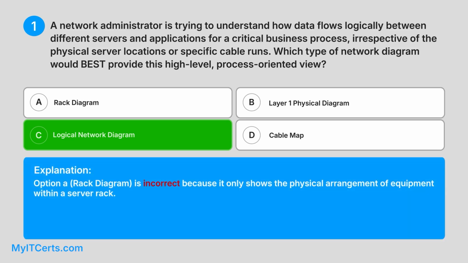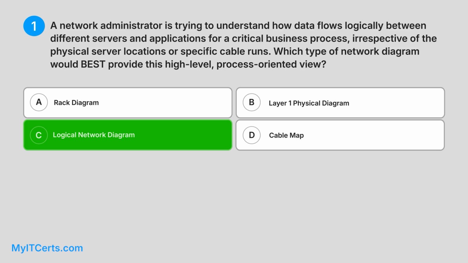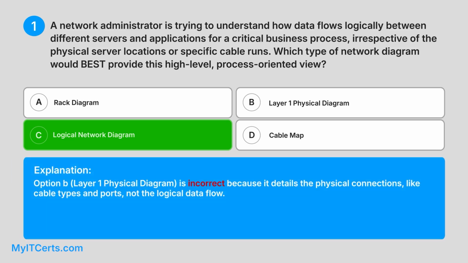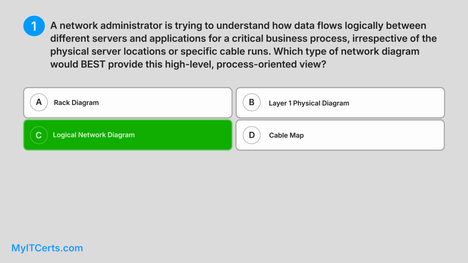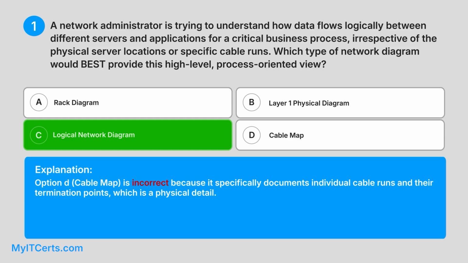Option A, rack diagram, is incorrect because it only shows the physical arrangement of equipment within a server rack. Option B, Layer 1 physical diagram, is incorrect because it details the physical connections, like cable types and ports, not the logical data flow. Option D, cable map, is incorrect because it specifically documents individual cable runs and their termination points, which is a physical detail.